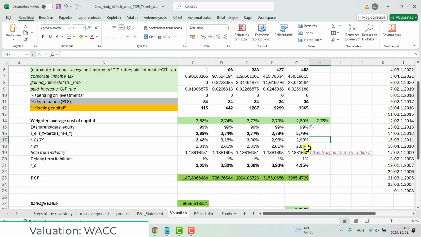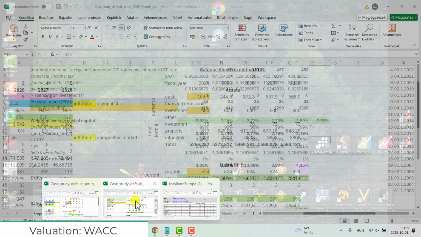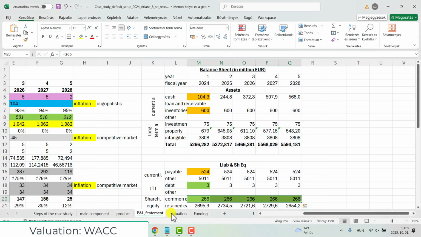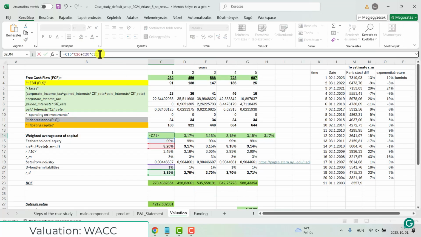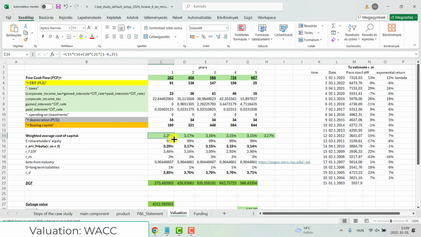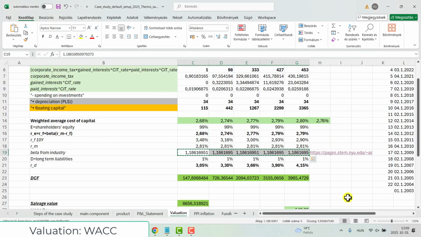And also I have to do the same correction here, because yeah, this is also missing. Yeah, it's easy to forget it, but we should not. Also, we have to update the beta from industry, so you are updated. And also we have different numbers here.